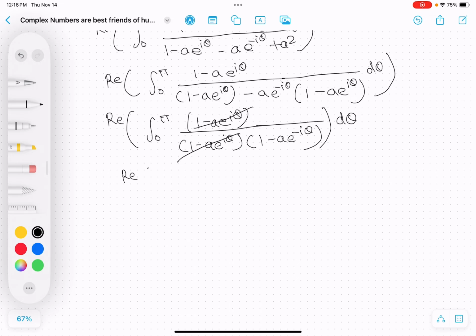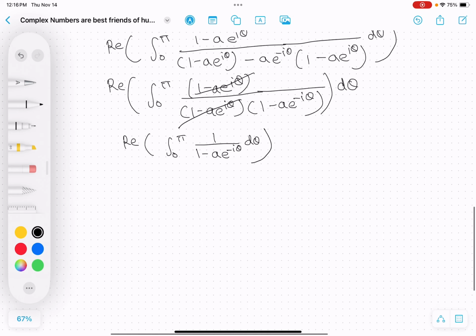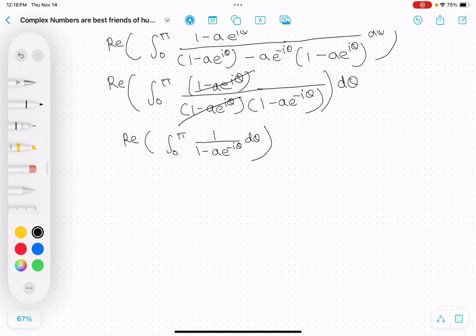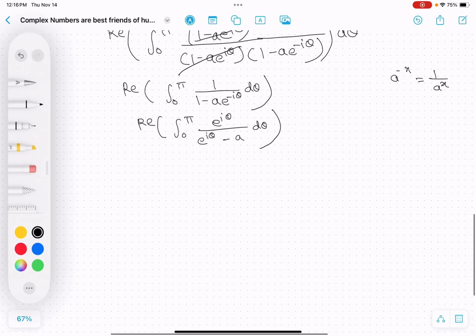So we have the real part of the integral from 0 to pi of 1 by 1 minus e to the power minus i theta d theta, right? So now first of all, let me use the law of indices, that a to the power minus x is just 1 by a to the power x. That will make it slightly easier to see what we have to do next. So e to the power i theta by e to the power i theta minus 1 d theta, right?